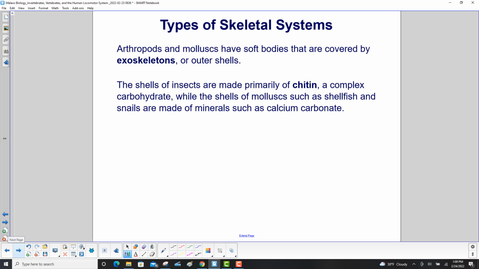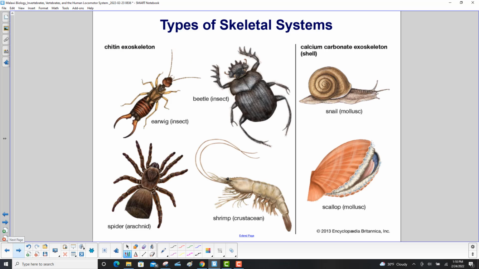Arthropods and mollusks have soft bodies that are covered by exoskeletons, or outer shells. The shells of insects are made primarily of chitin, a complex carbohydrate, while the shells of mollusks, such as shellfish and snails, are made of minerals such as calcium carbonate. On the left, we have the chitin exoskeletons, all these different creatures. Then on the right, the calcium carbonate exoskeletons, or shells. And we have our snail here and a scallop.